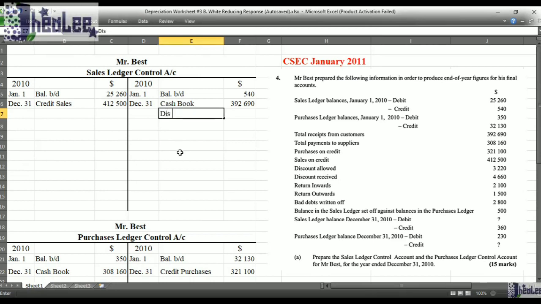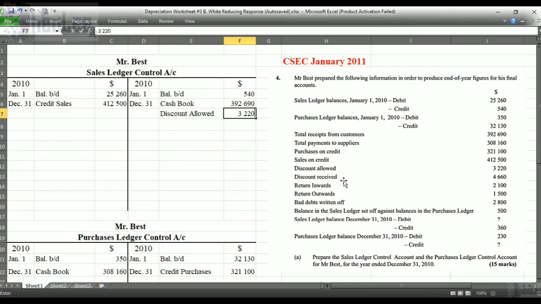And our details there is discount allowed, and the amount there is $3,220. Next item, discount received. Discount received, and the value is $4,660.